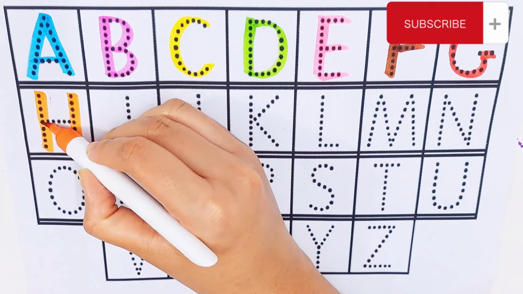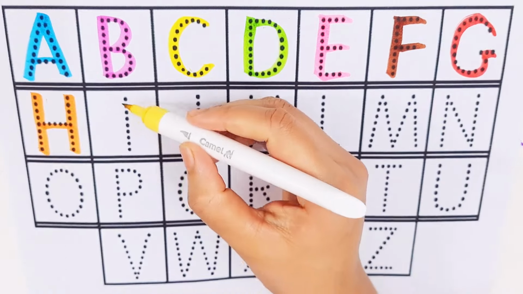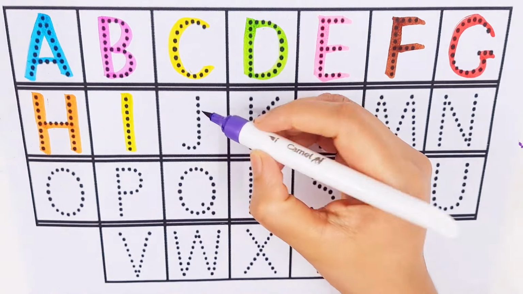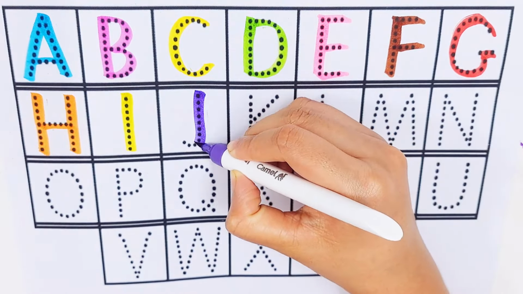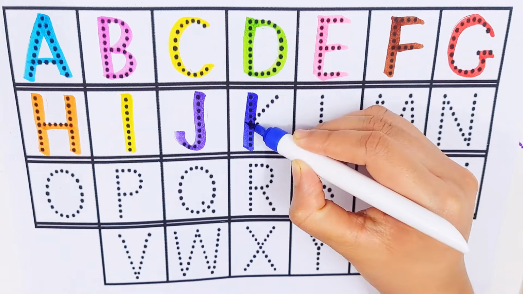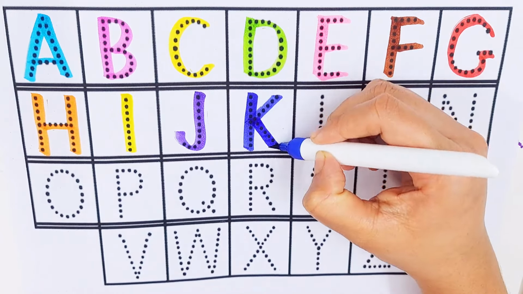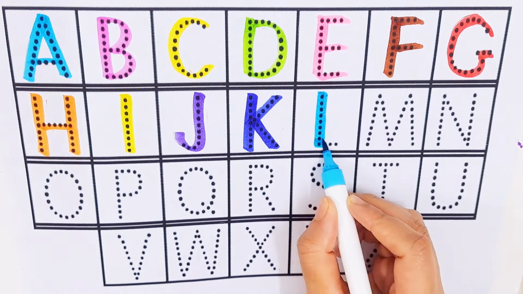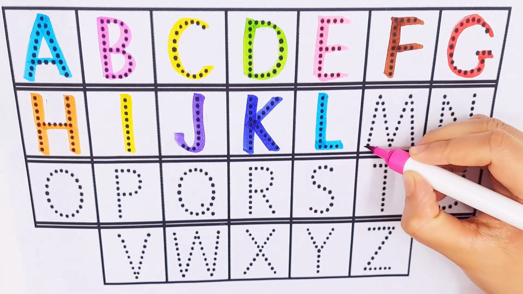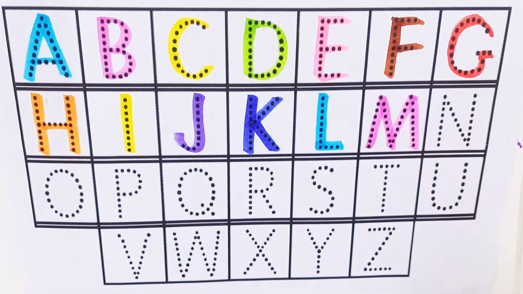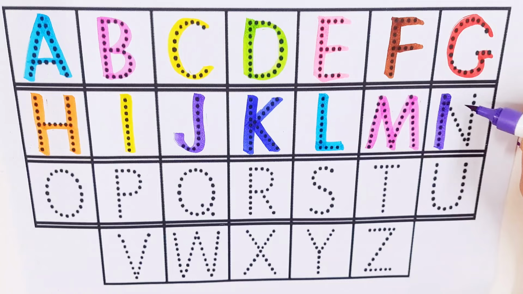H for heart. I for insect. J for jelly. K for kind. L for leg. M for mouse. N for nest.